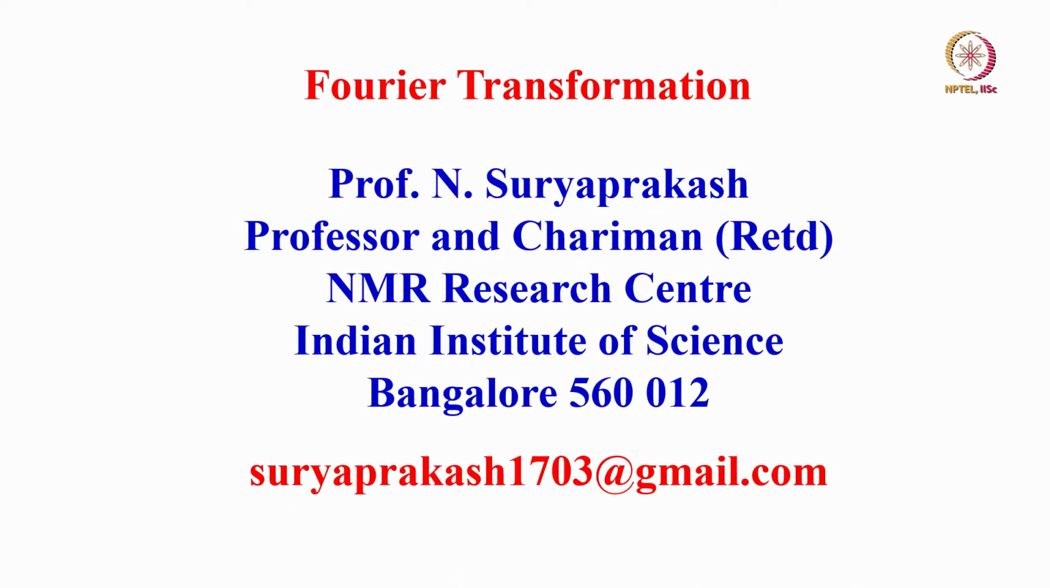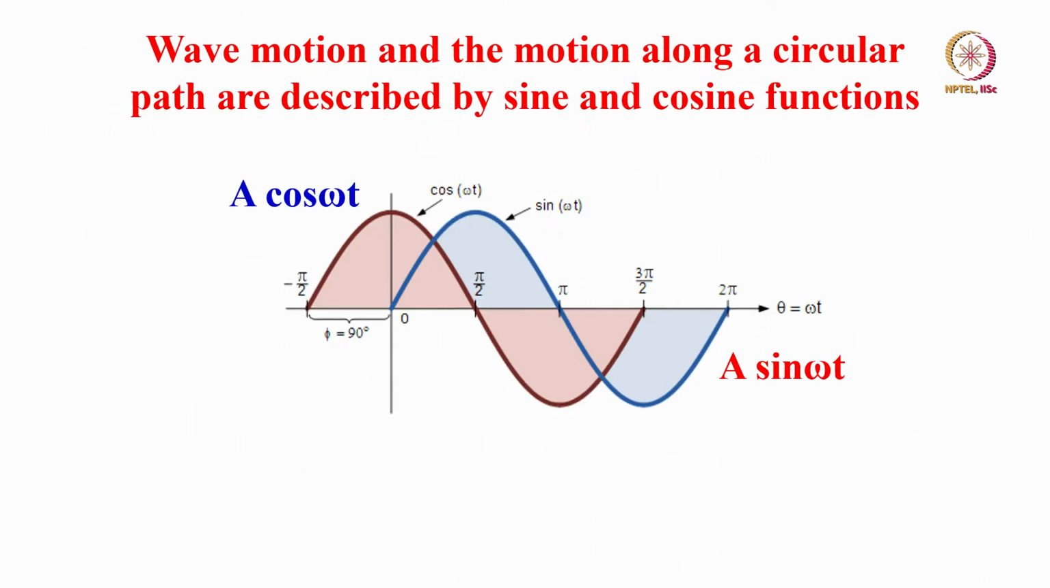The Fourier transformation, we will start first with a wave motion. If you consider any wave motion and a motion along a circular path, we can always describe this by two trigonometrical functions. One is a sine function, the other is a cosine function. These are the two functions.